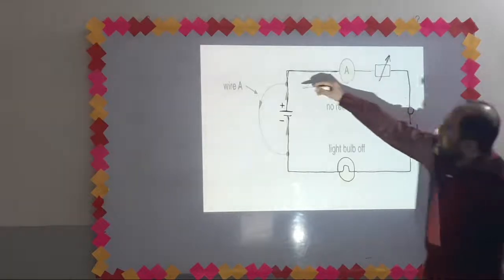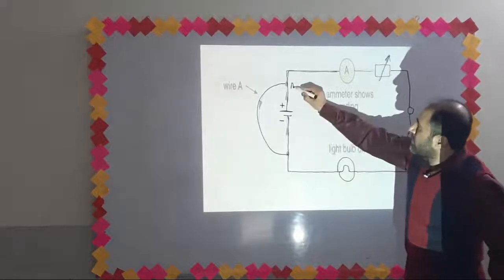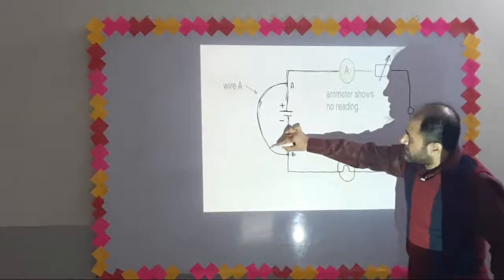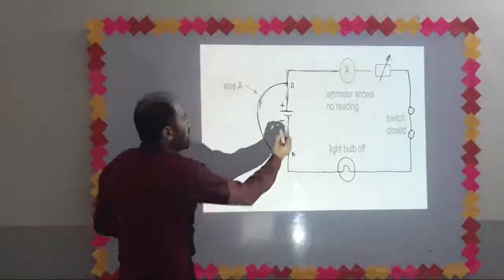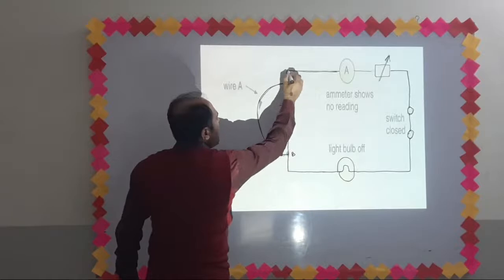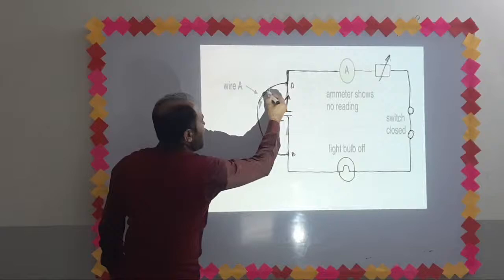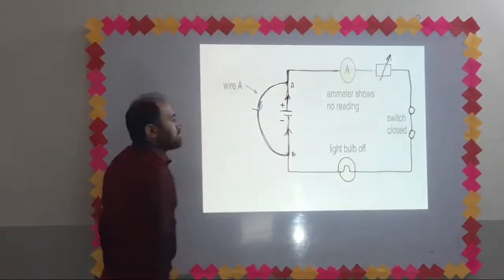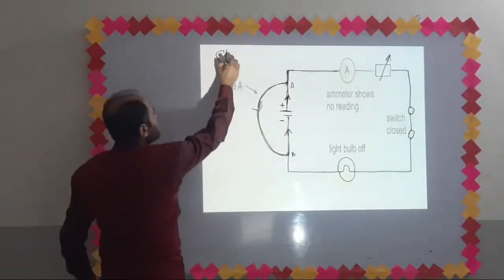Here is a small piece of wire which has been connected at point A and point B. Small piece of wire. What will happen? The conventional current will flow from the positive terminal. It will not move away from point A. It will take this path and will move back like this. Such a circuit is called a short circuit.